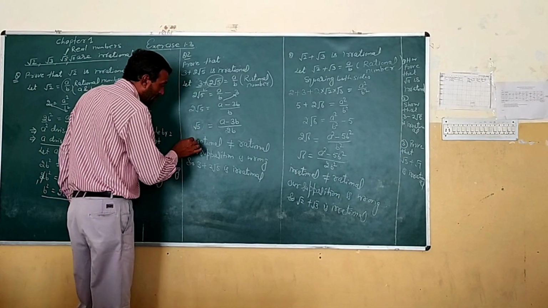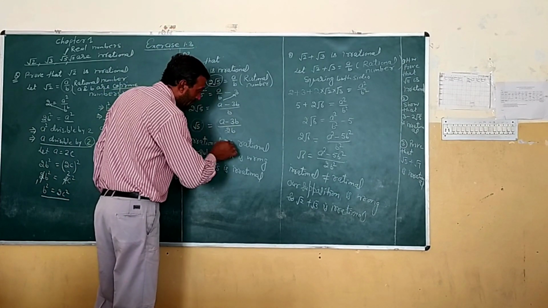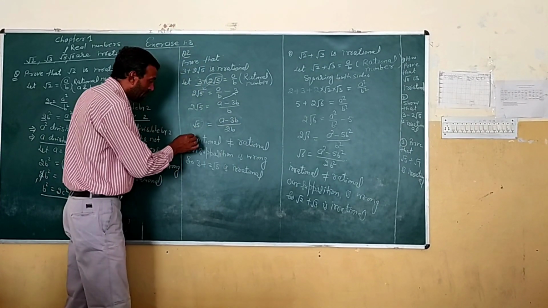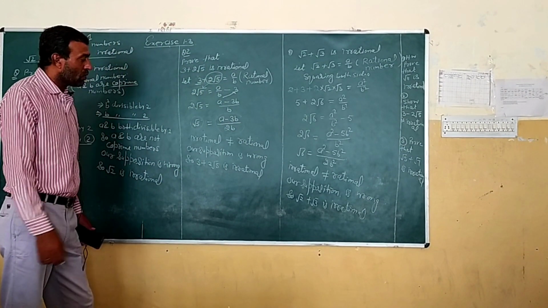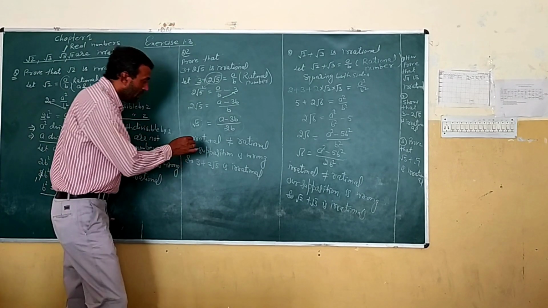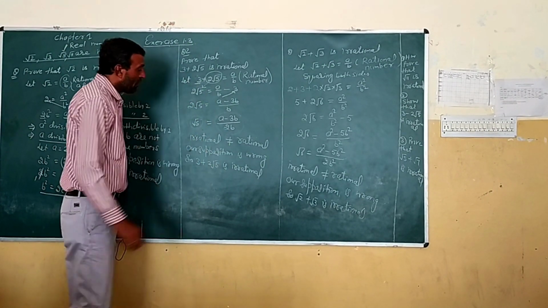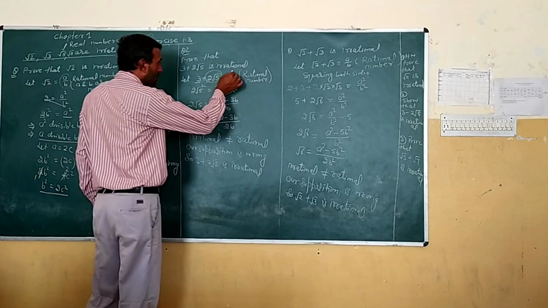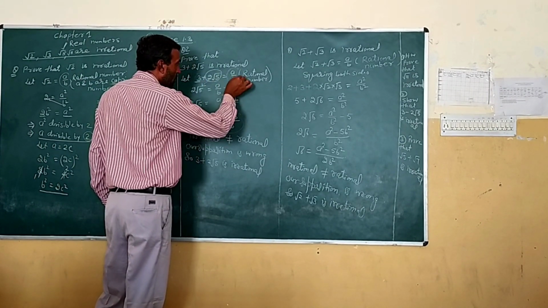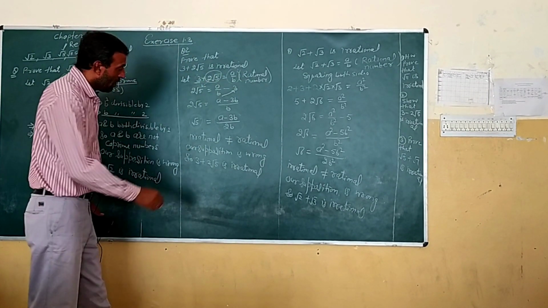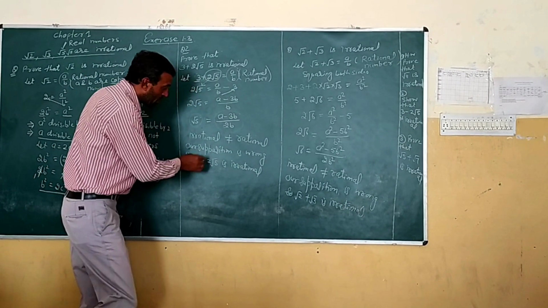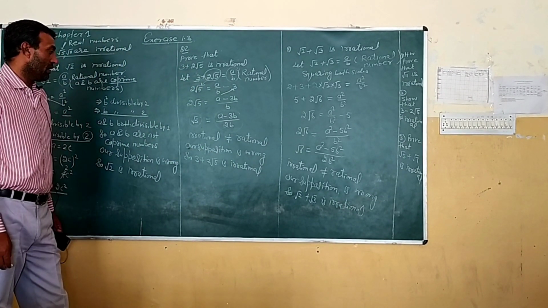So root 5 is irrational and this is rational. Root 5 is irrational and a minus 3b upon 2b is rational. Irrational and rational are not equal, so our supposition that 3 plus 2 root 5 is a upon b, rational, is wrong. Our supposition is wrong, so 3 plus 2 root 5 is irrational.